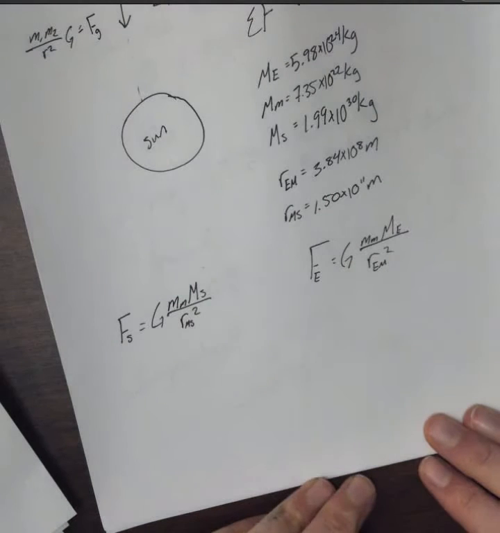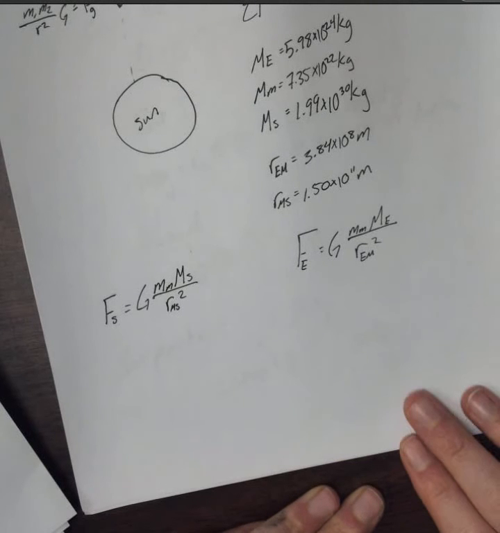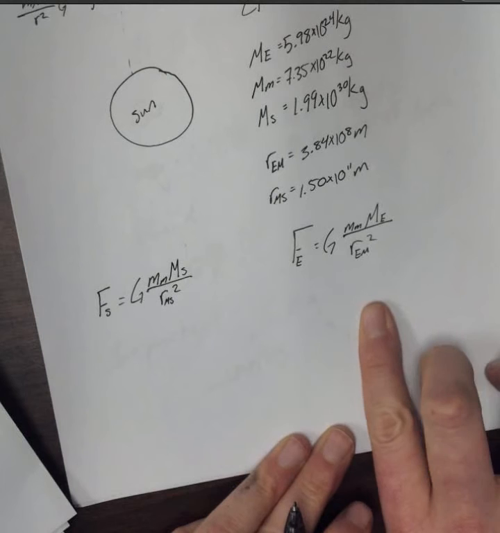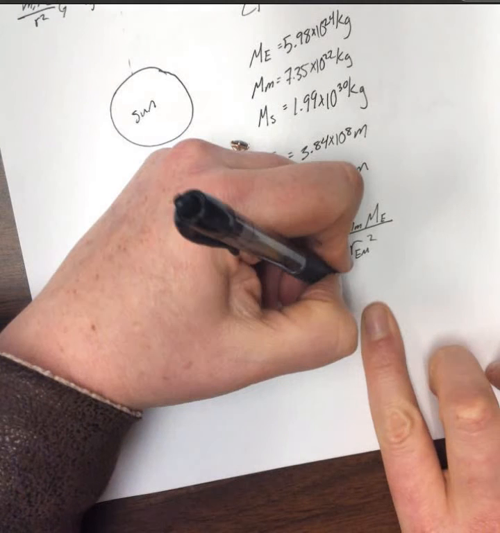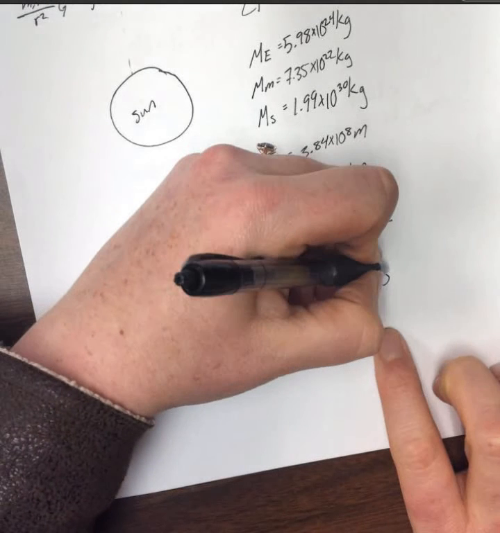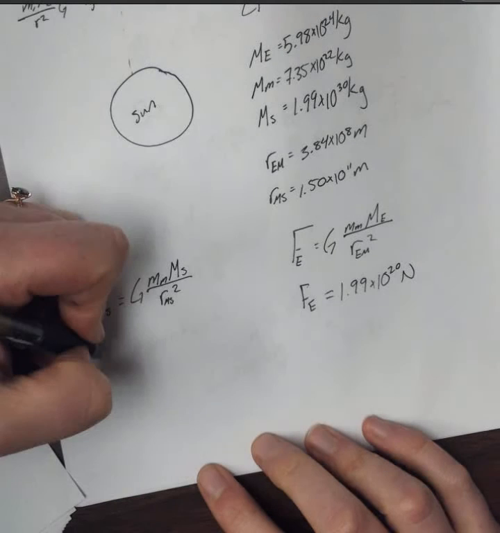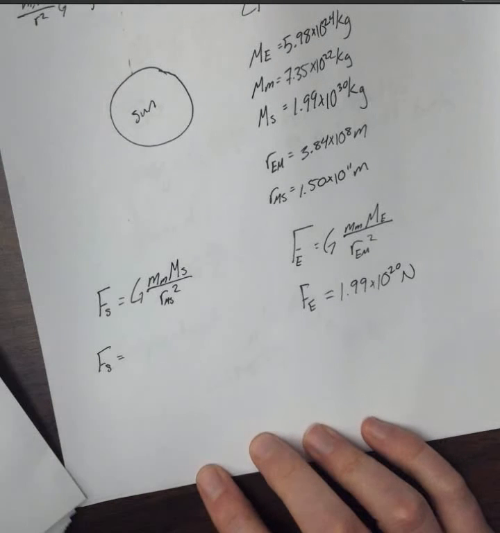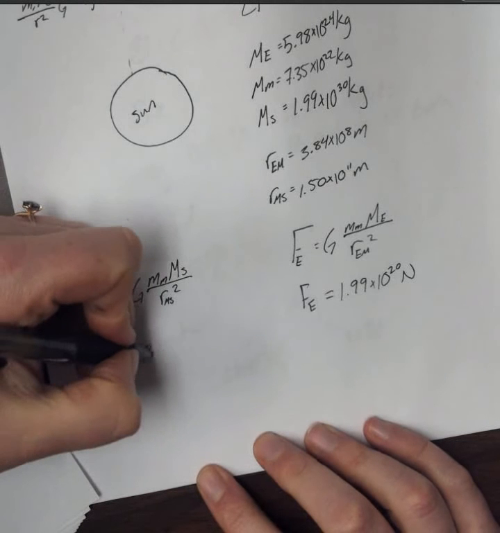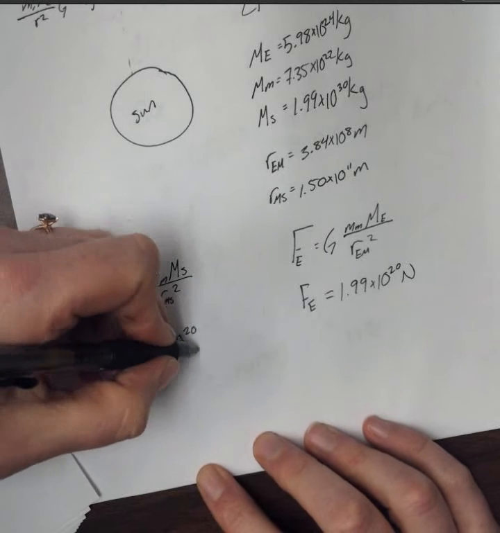Now, I could plug those in for you, but this is straight calculation, so I'm going to have you plug in the numbers, and the value that you should get is 1.99 times 10 to the 20th newtons for the force of gravity from the Earth. And for the force of gravity from the Sun, it should be 4.39 times 10 to the 20th newtons.